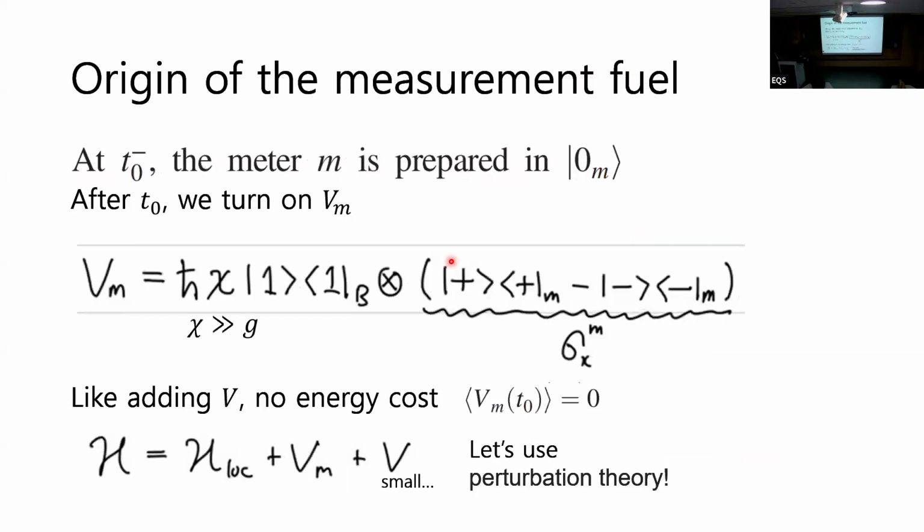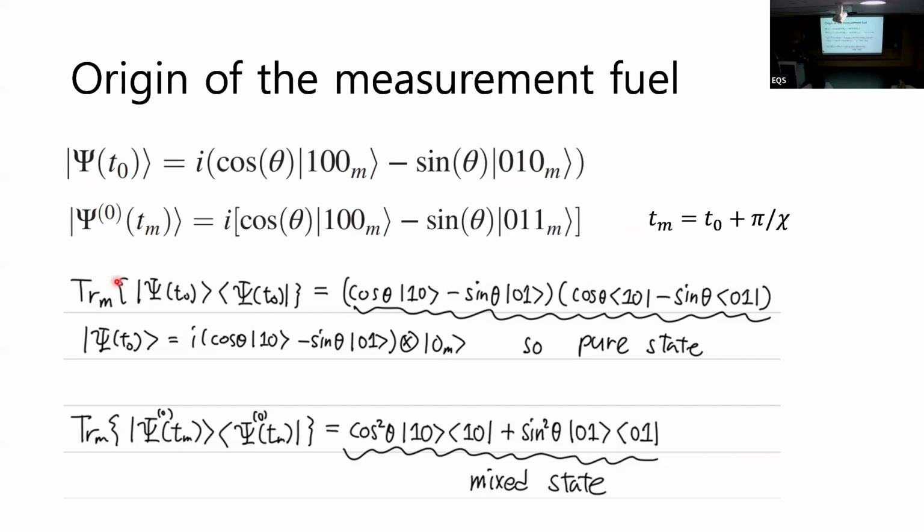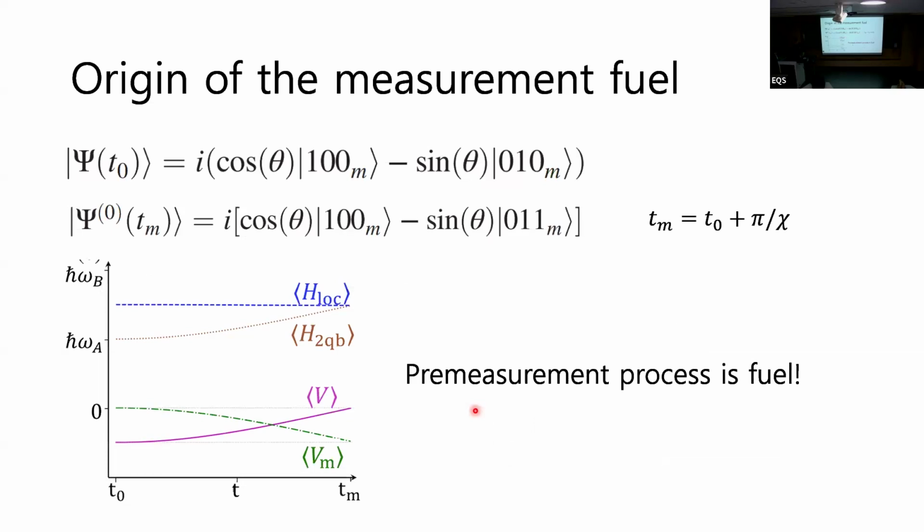So adding V_M and waiting until T_M is pre-measurement. It's slightly like measurement, but we haven't measured yet. And this is the time to reveal what is the fuel. The expectation value of V_M decreases while V increases during the pre-measurement process.